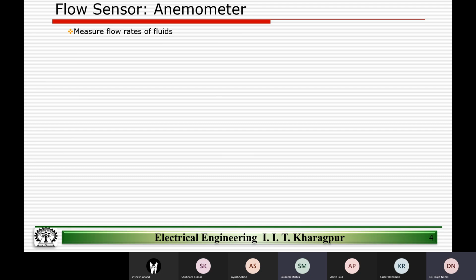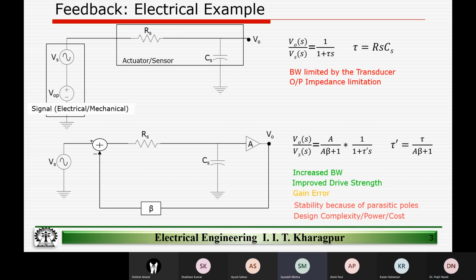Okay. So now, yes, Saurabh, you want to say something? Yes, sir. Sir, what do you mean by improved drive strength? Is it like we can control the gain? That's right. That's a good point. I should probably have added that being able to control the gain is actually an advantage, right? Yes, I should add that actually. Yes, correct. This is actually an advantage.